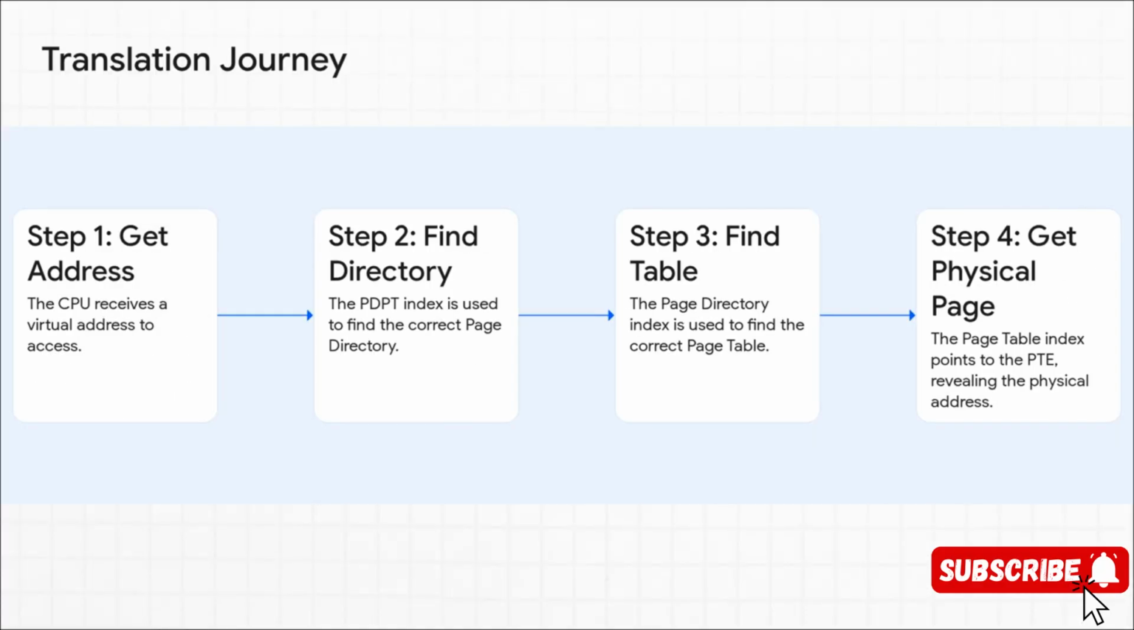So what does this journey look like in action? Well, when the CPU gets a virtual address, it uses those little indexes we just saw, the PDPT index, the page directory index, and so on, to literally walk through this hierarchy of tables.